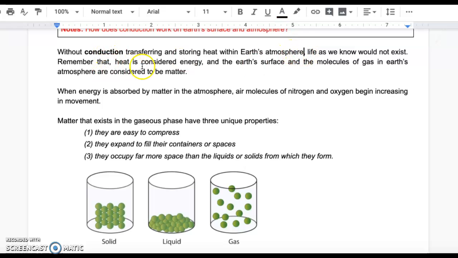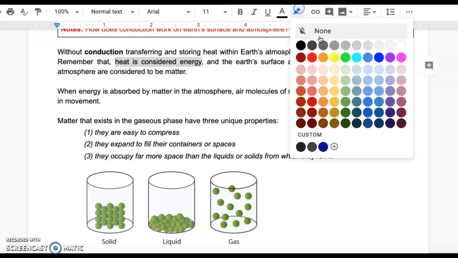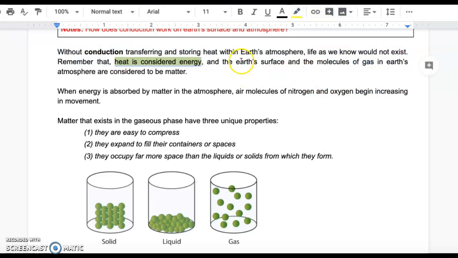Without conduction, transferring and storing heat within Earth's atmosphere, life as we know it could not exist. Remember that heat is considered energy. I'm going to highlight that. And the Earth's surface and the molecules of gas in Earth's atmosphere are considered to be matter. Okay, let's highlight that.